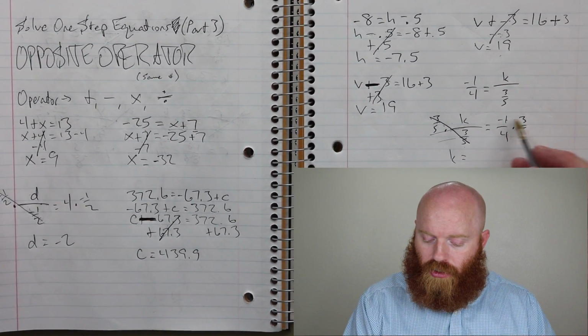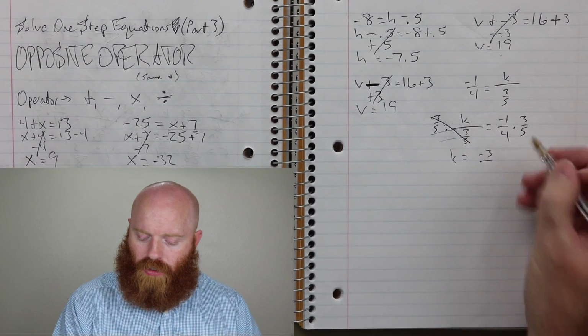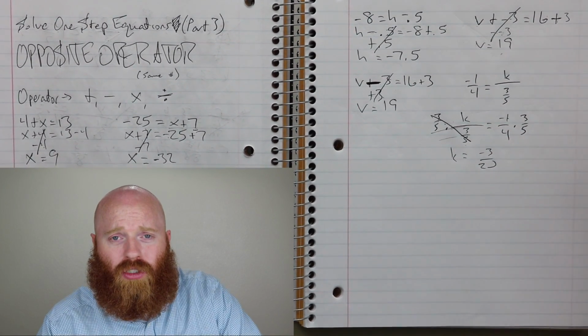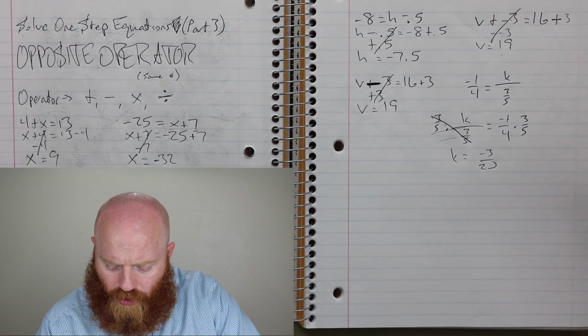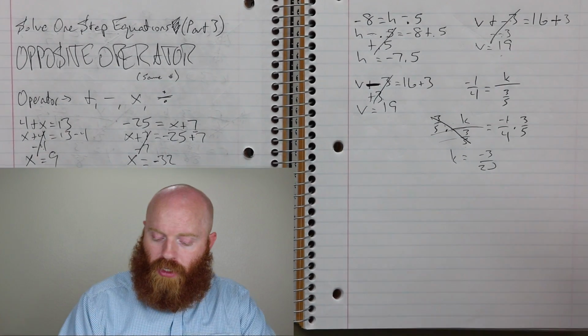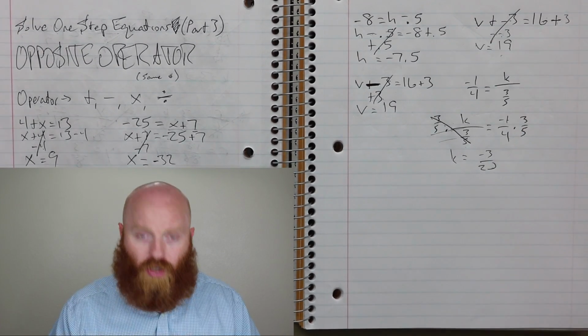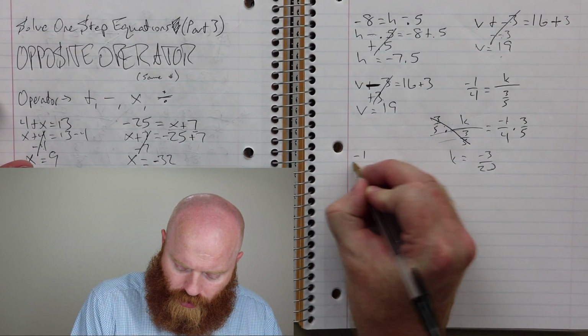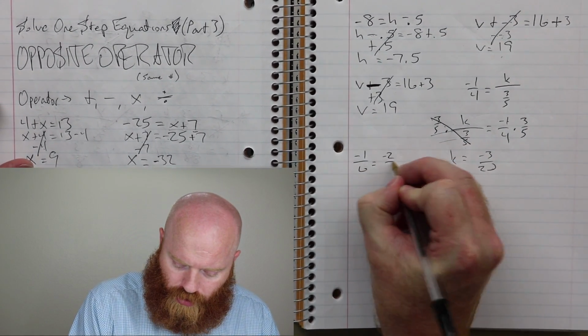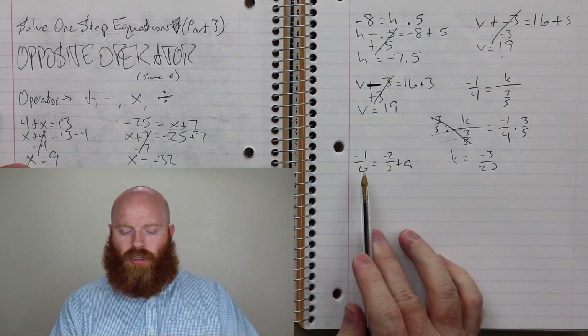Right here, I multiply straight across. -1 times 3 is -3. 5 times 4 is 20. The answer is -3/20. That's the answer. Again, the negative stays with the numerator, not the denominator. This is a positive down here in the denominator. The answer is negative. Okay, so now let's look at -1/6 equals -2/3 plus a.